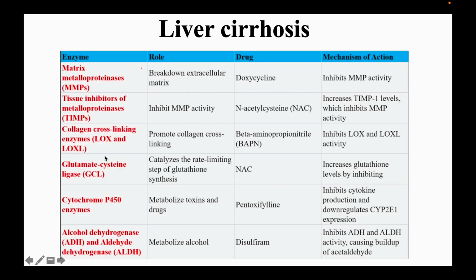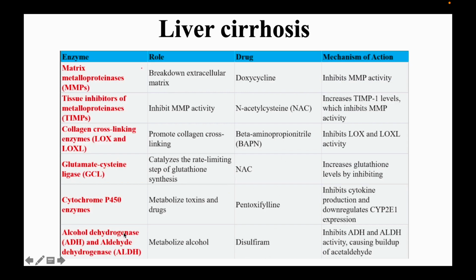Collagen cross-linking enzymes, LOX and LOXL. So beta BAPN, beta aminopropionitrile, it promotes the collagen cross-linking, and thus it will inhibit the LOX and LOXL activity.